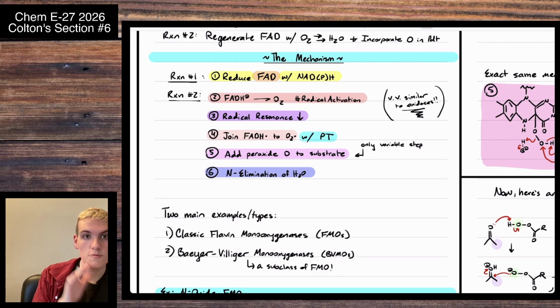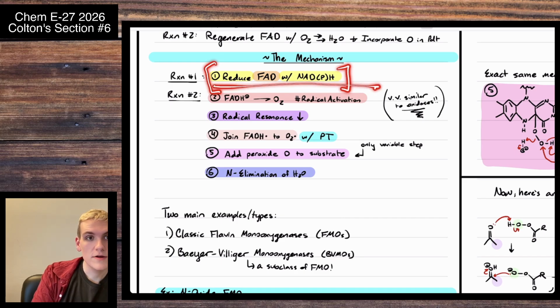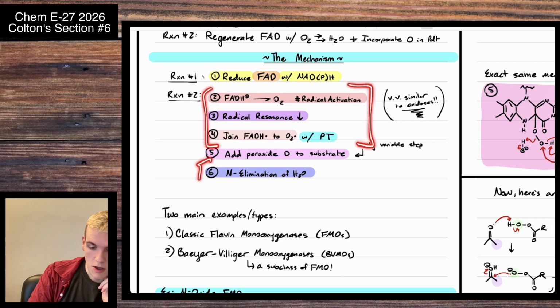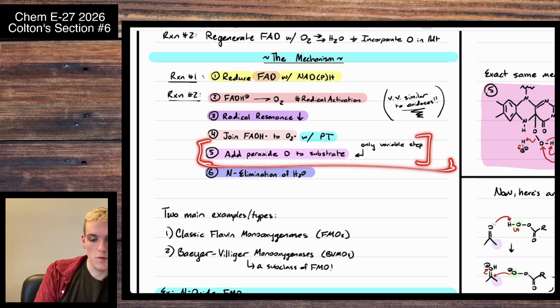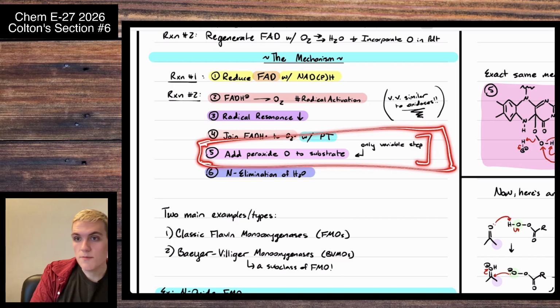Now the setup for this, our color coding shows us some colors we've seen before. There are a lot of things that are really, really similar to oxidases and reductases. So this first step is the exact same as a reductase mechanism, where we are going to use NADH or NADPH to reduce FAD to FADH minus. And then in reaction 2, literally all of these steps are exactly the same as the oxidase steps. Verbatim, same arrows. The only variable step is this one right here before the final elimination, where we use the peroxide to somehow add an oxygen to the substrate. And this one is going to have a lot of variability, and there are lots of different ways to do it. And so we'll talk about a few of them here.